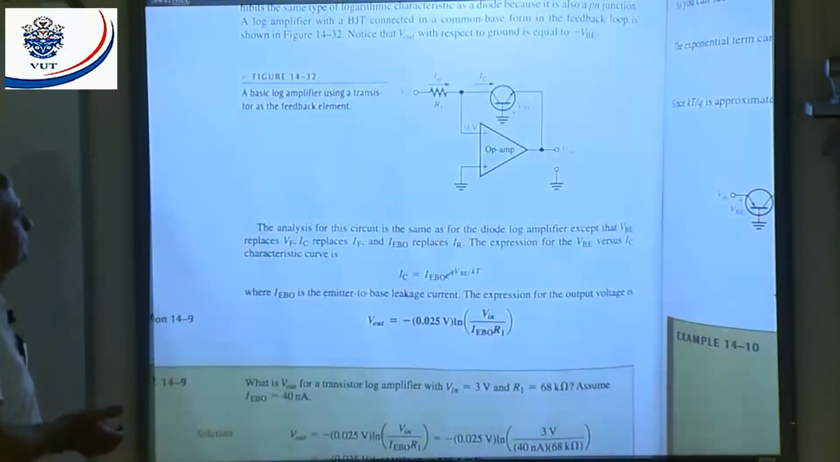And again, IEBO is my leakage current, as already mentioned. IC and IN, what can I say about IC and IN? They're going to be equal.